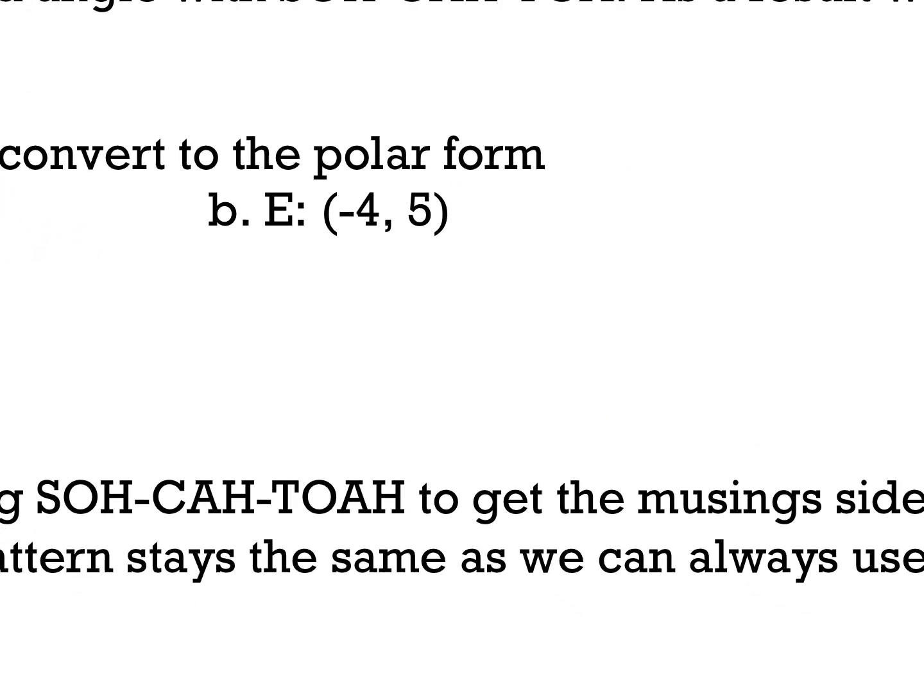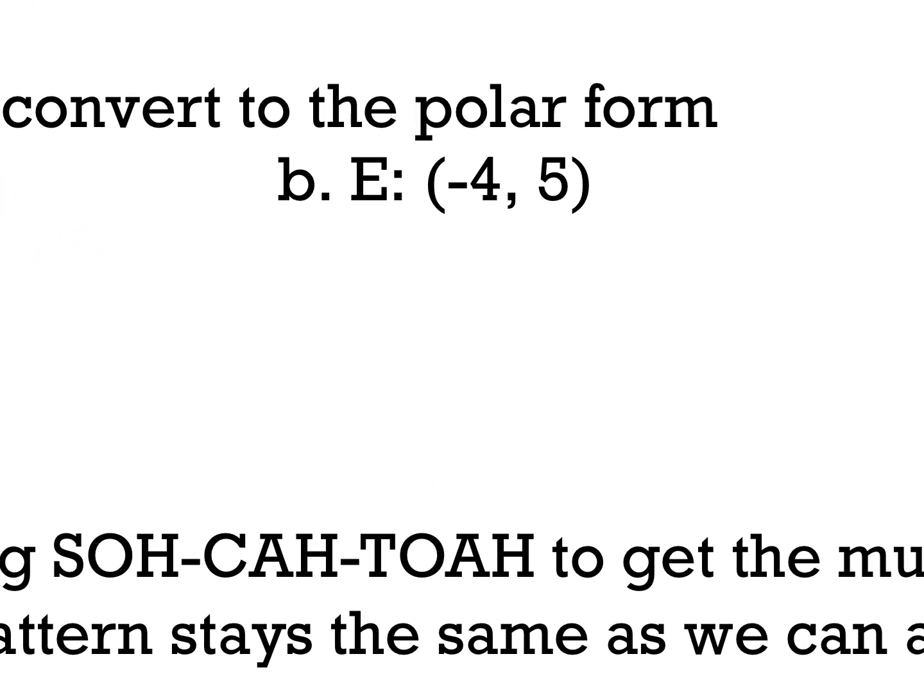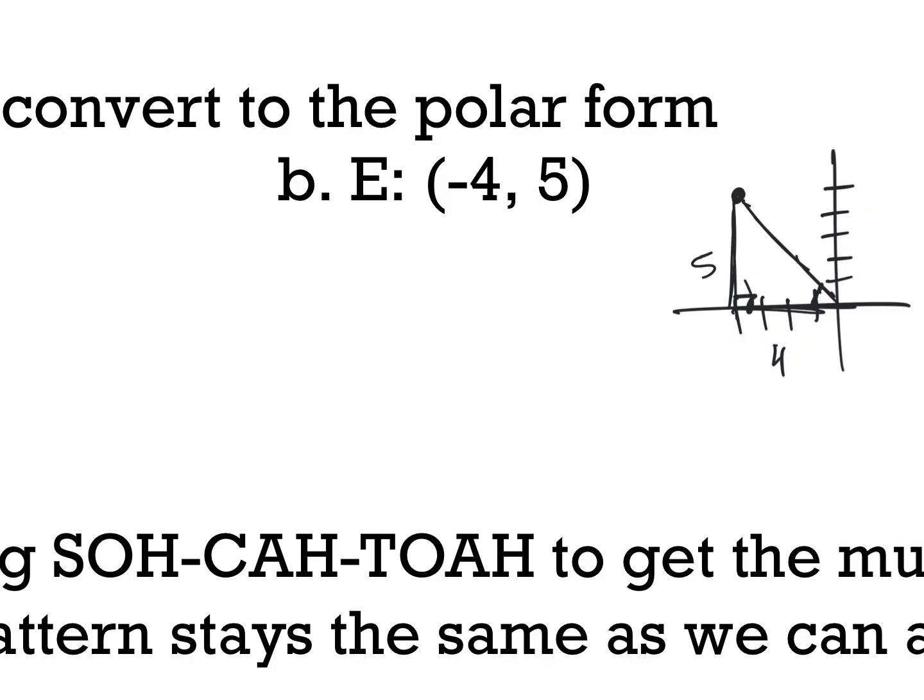So -4, 5. If I was again to sketch this graph, -4 takes me 4 in the negative x-axis and 5 in the positive y. And if I form my right triangle here, unfortunately this is not a 3, 4, 5 triangle. So we can do Pythagorean theorem.